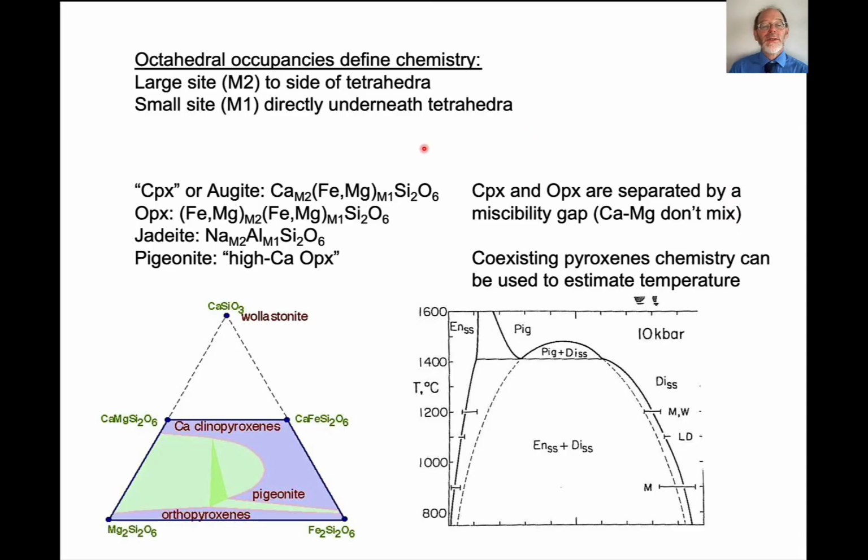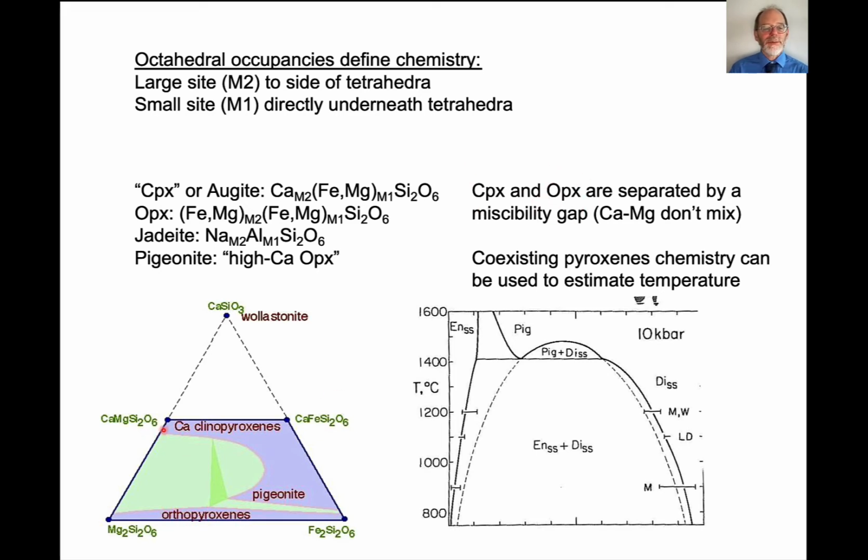So the chemistry of the pyroxenes can be pretty complicated. There are many elements that can go into this larger octahedral site versus this smaller octahedral site. And it turns out that this variation in chemistry creates a miscibility gap between the clinopyroxenes and the orthopyroxenes, usually the calcic pyroxenes and the iron magnesium pyroxenes.